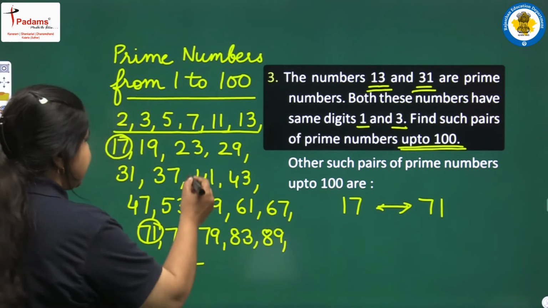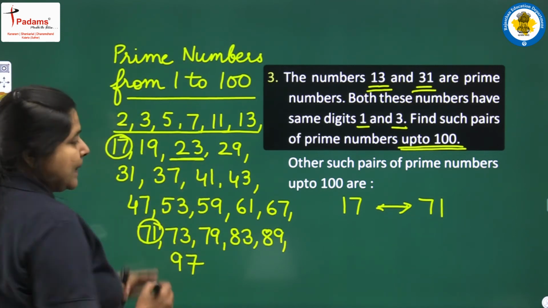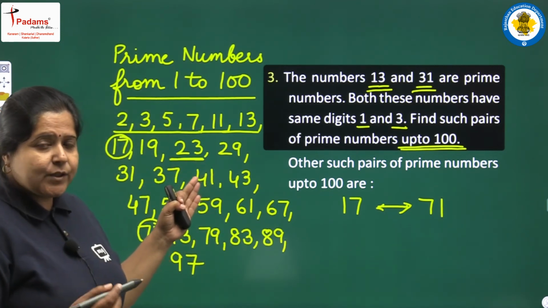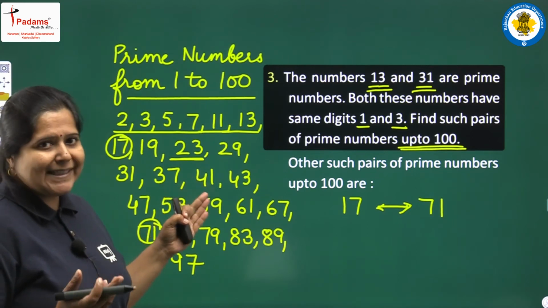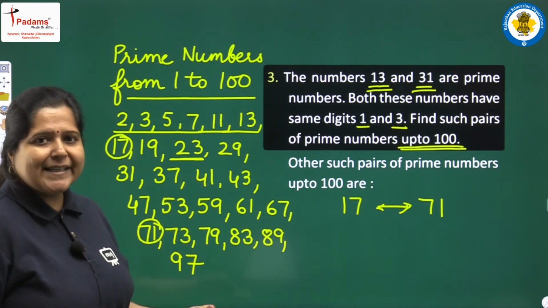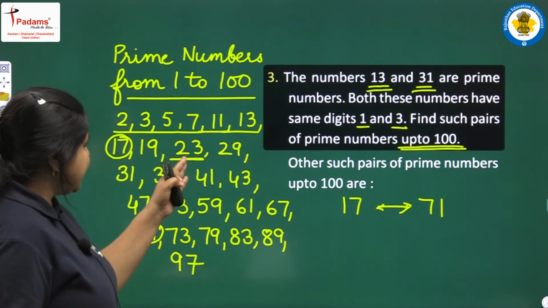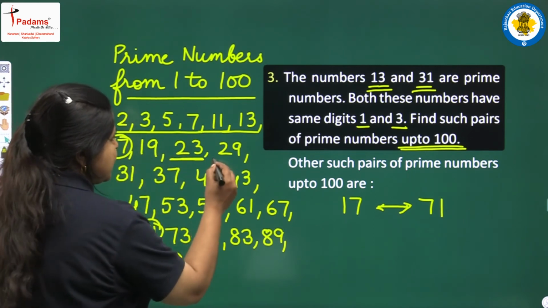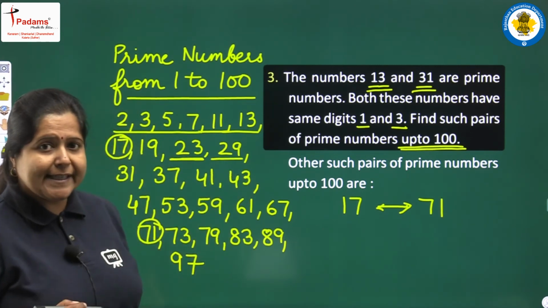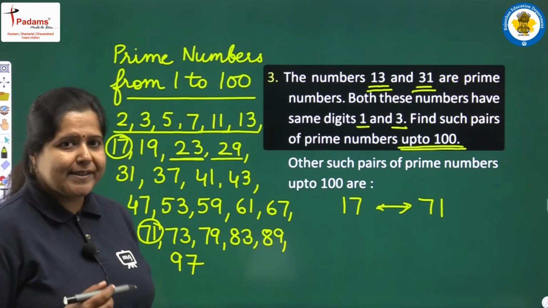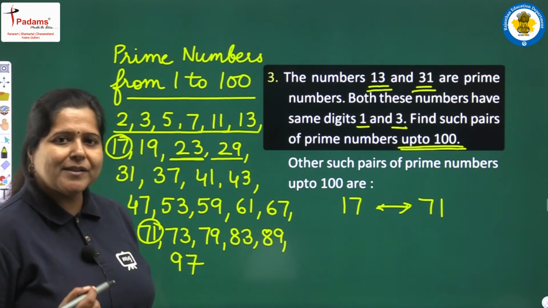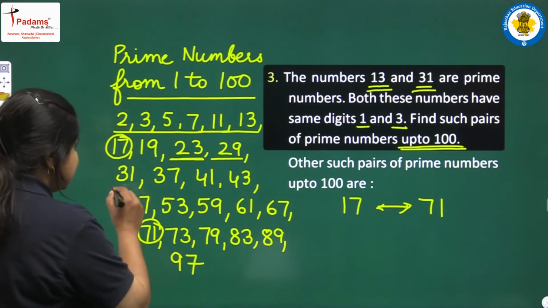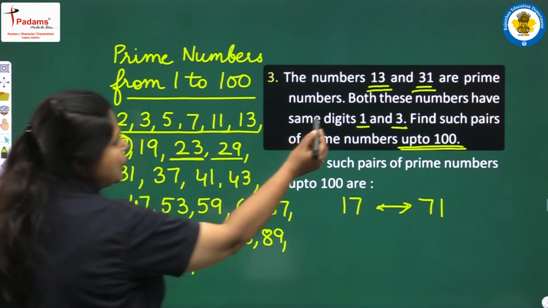Then we take up the next number 23. If we interchange the two digits, we will get 32, but 32 is an even number and it is not a prime number, so again it will not help us. We come on to 29. If we interchange, we get 92, which is an even number, and so it is not a prime number. 31 we have already taken along with 13.